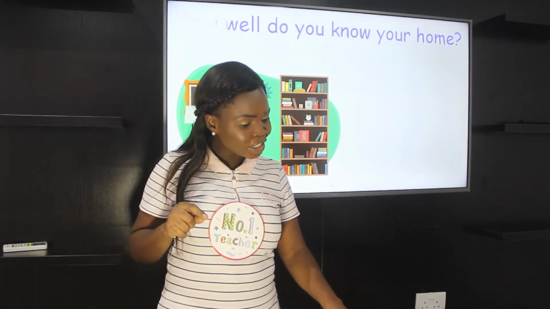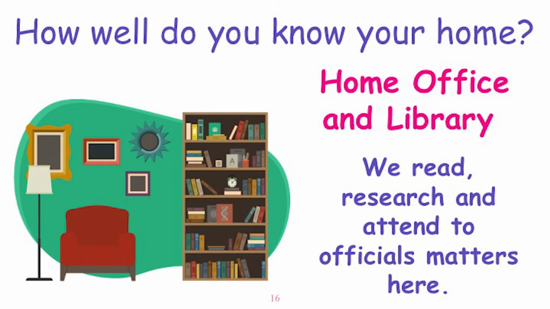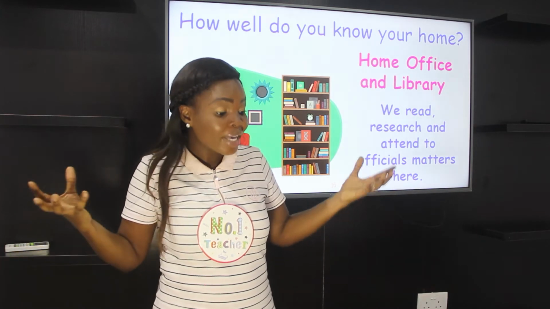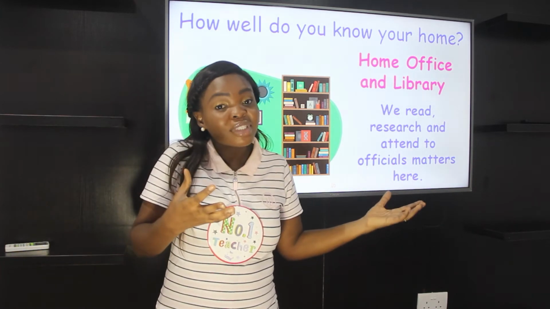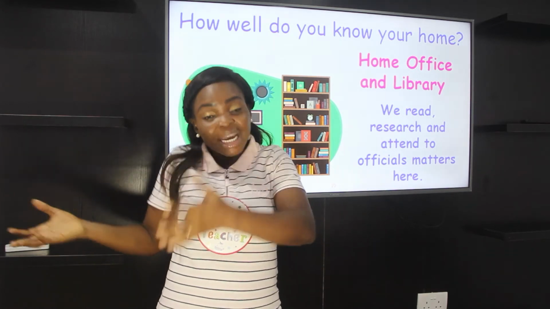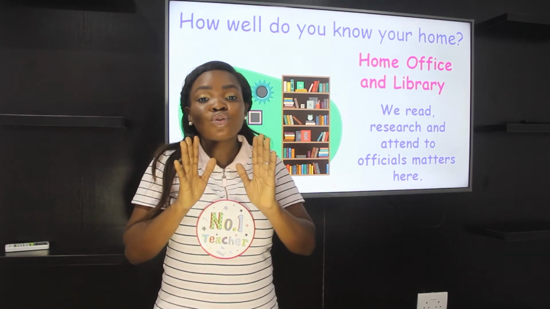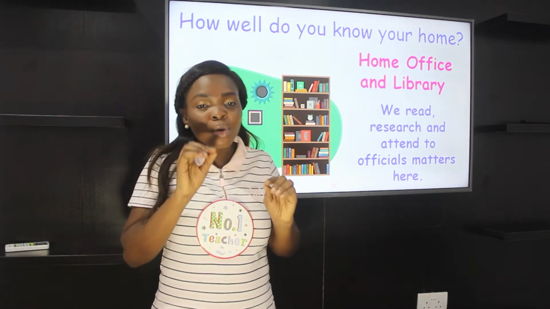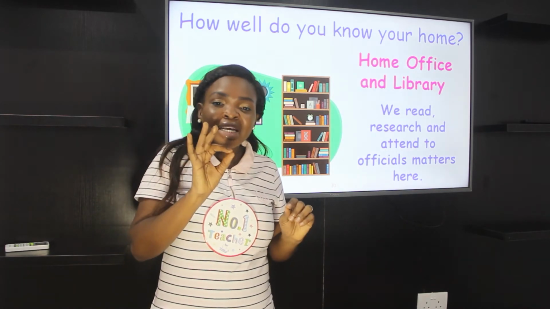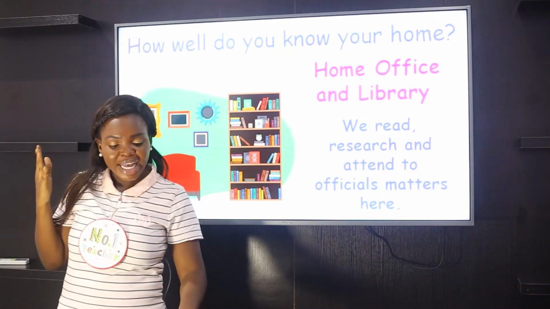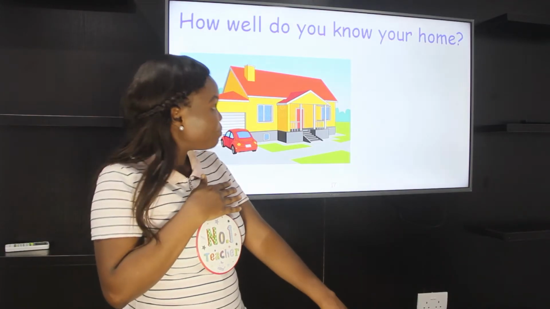Good. Now, we have the home office and library. You can do your homework in the library. You can read your book in the library. Your parents can have visitors from the office in this place. Sometimes our home offices serve as the library. Sometimes we have our libraries different and then we have home offices different. Whatever the case, for you to avoid distractions, you can go there, do your homework, do your lessons, and read. We read, research, and attend to official matters in the library.